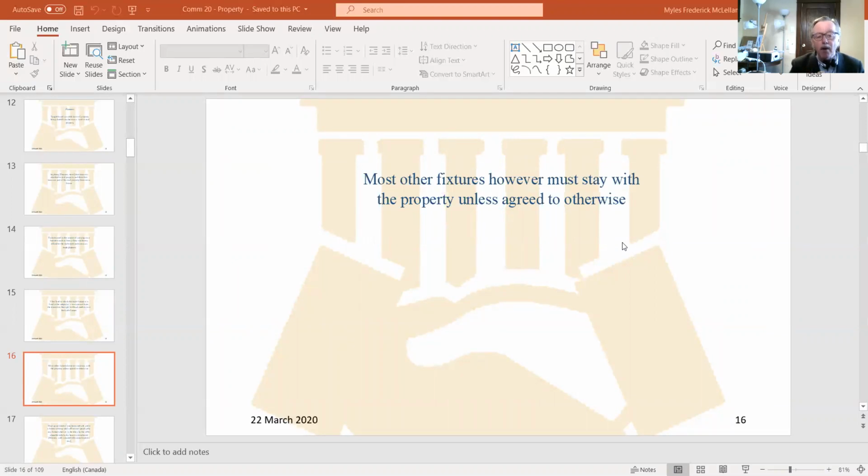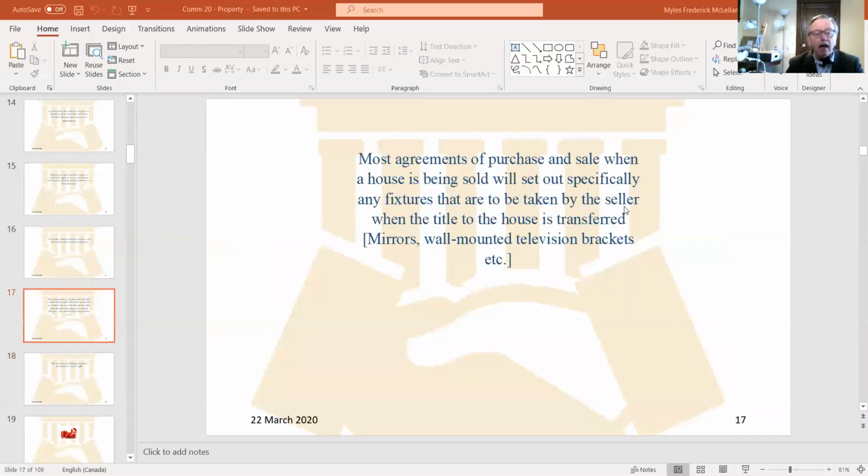Right. So having said that, apart from trade fixtures, most other fixtures stay with the property unless agreed to otherwise. And there are lots of instances where, in fact, agreements are made otherwise. So, for instance, in most agreements of purchase and sale, when somebody is buying a house, the vendor or the seller of that house will almost invariably put in the agreement of purchase and sale that there are certain things that are fixtures that they are going to want to unattach from the walls or the floors and take with them.